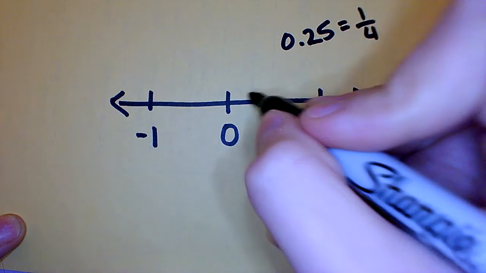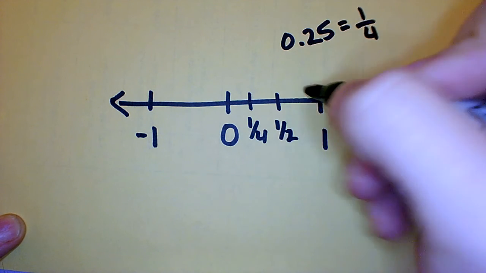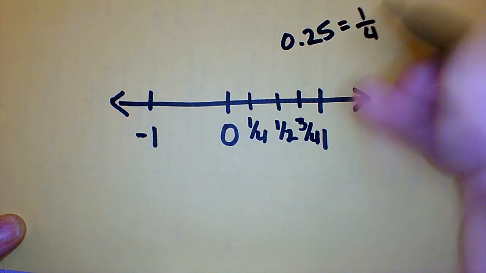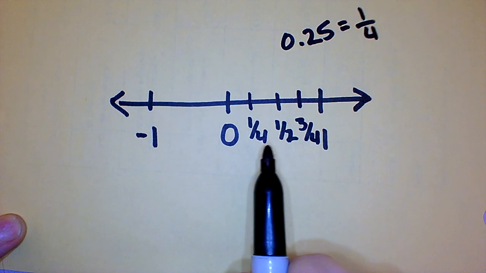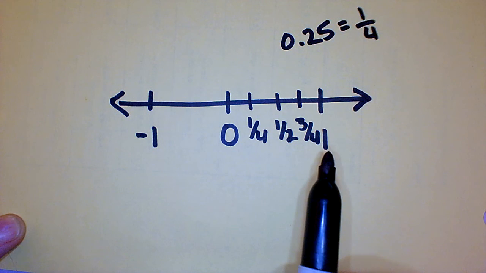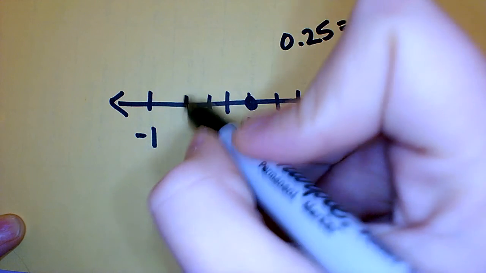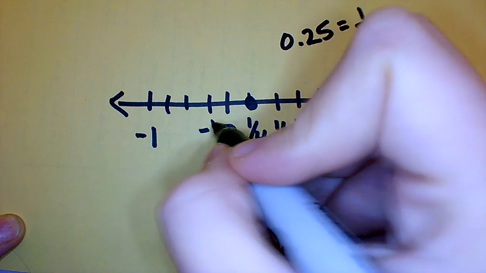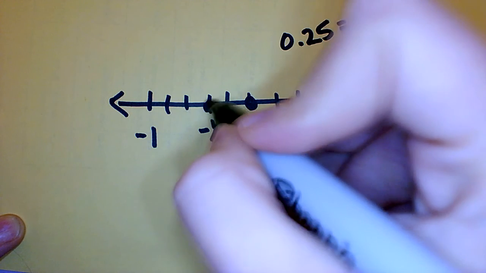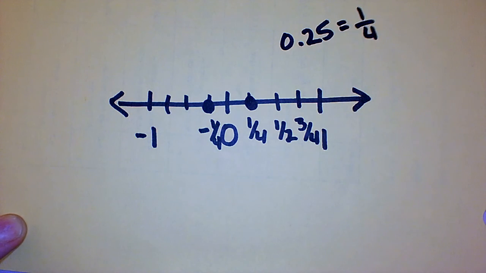But if we went by quarters, we go 1/4, and then this is the same as 2/4 or 1/2, 3/4, and then 4/4 is 1. So here I would get this one, and if I went by quarters this way, I would get -1/4 over here, which is its opposite. So if I went with a scale of 1/4, I could get both of those points on my number line.